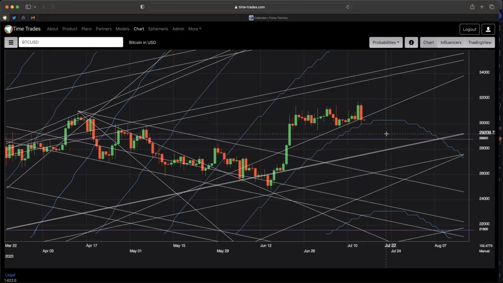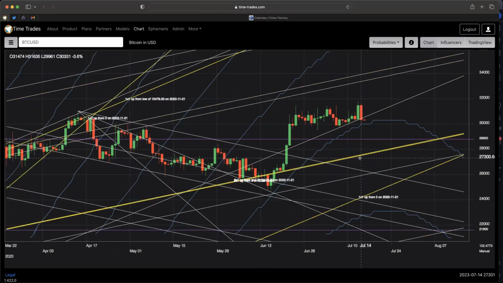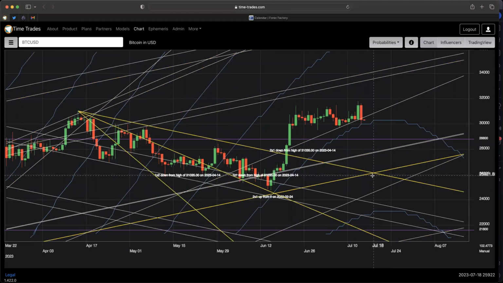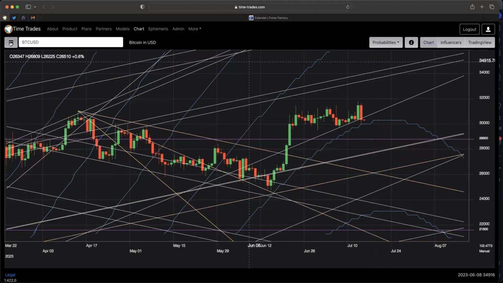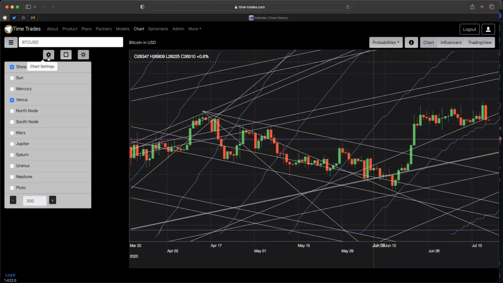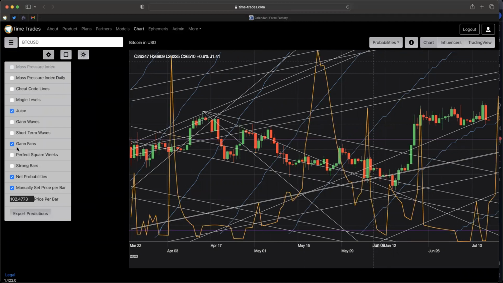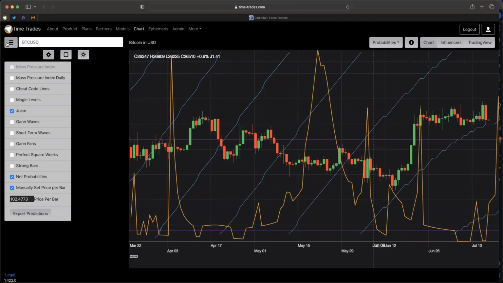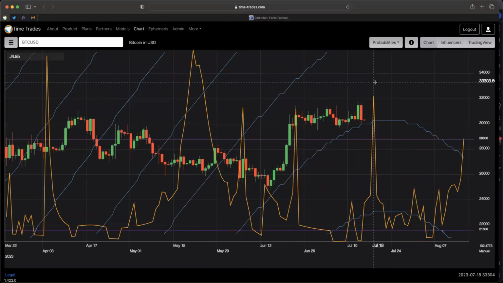So yeah, this is a really cool feature of Time Trades and one I'm going to be using a lot more. Okay, so looking ahead on Bitcoin, we've got another Gann Fan cross coming up on the 18th. And that also coincides with another Time Trades indicator called the juice. If we were to turn that on, we can see we've got a juice spike here on the 18th. And again, these are indicators of alignments between the planets.